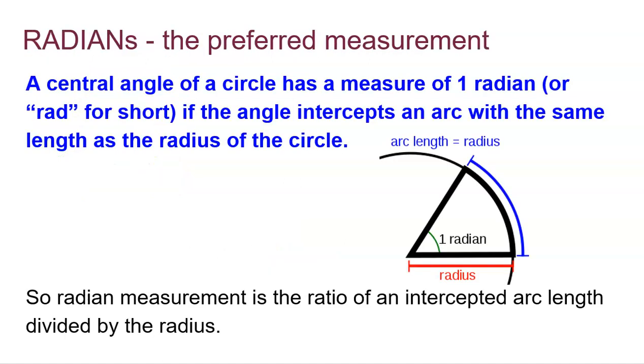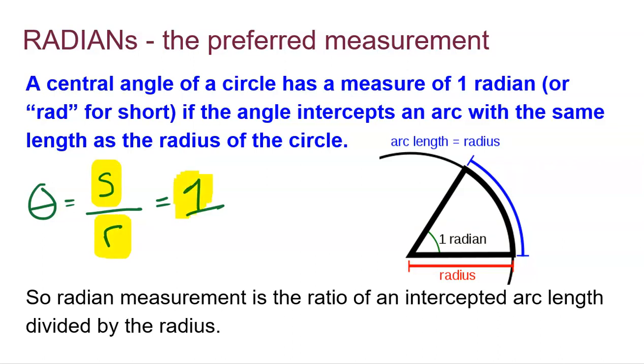All right, so a central angle of a circle has a measure of 1 radian if the angle intercepts an arc with the same length as the radius of its circle. Okay, I'm not trying to confuse you. Here's what I'm telling you. A formula to find a radian measurement, you take the length of the arc divided by the radius. All I'm saying here in blue is if the length of your arc and the length of your radius are equal, then you're going to get 1. If the length of the arc and the length of the radius are equal, 5 and 5, 10 and 10, 6 and 6, you're going to get a 1 radian measurement.